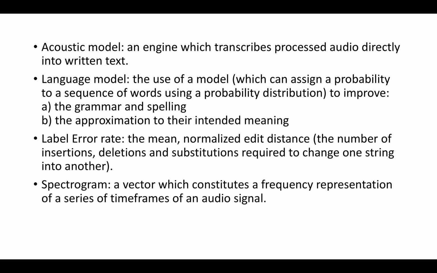The language model is a module which assigns probability to sentences using probability distributions, and in our case uses this to make the sentence more sensible. The label error rate is the average normalized edit distance between the text produced and the text that was meant to be produced, and it's our measure of success in this project generally. Finally, the spectrogram is a numeric representation of an audio file which can be processed by a neural network as features.